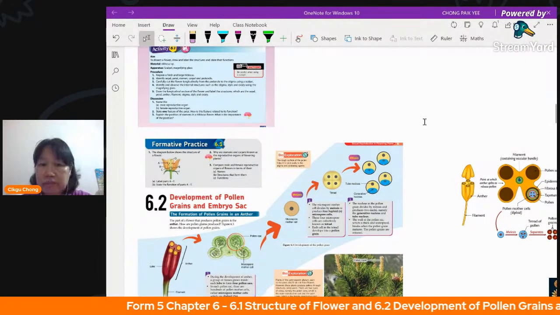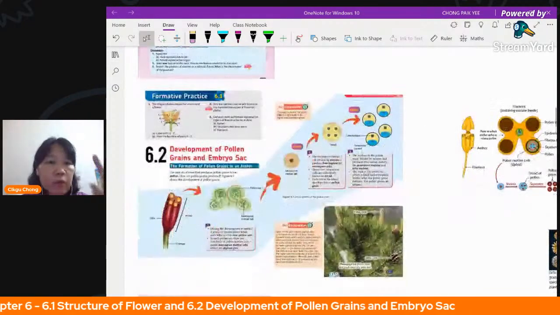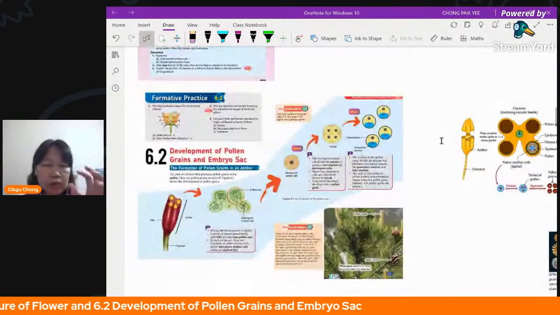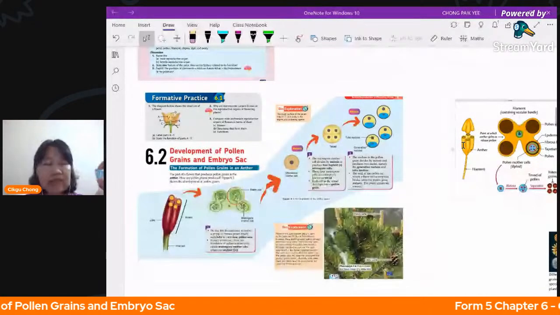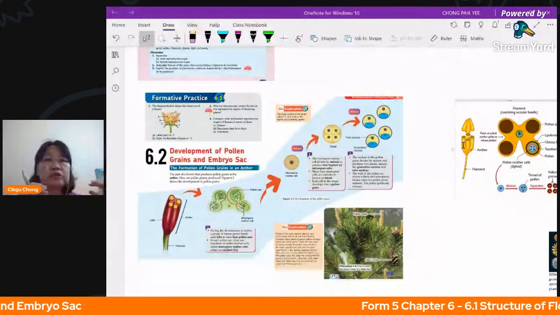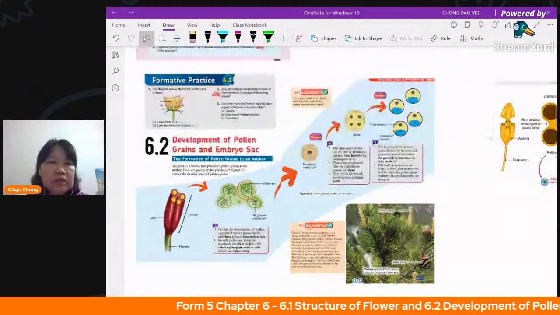For the male plant, it's the same principle. From one cell, which is the mother cell, we call it the basic cell, it is also going to produce 4 pollen grains. So now let's look at this, the development of pollen grains and embryo sac.